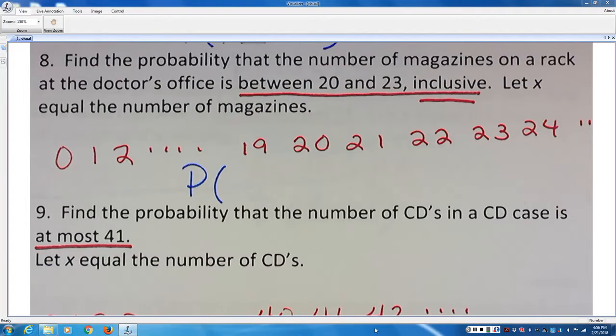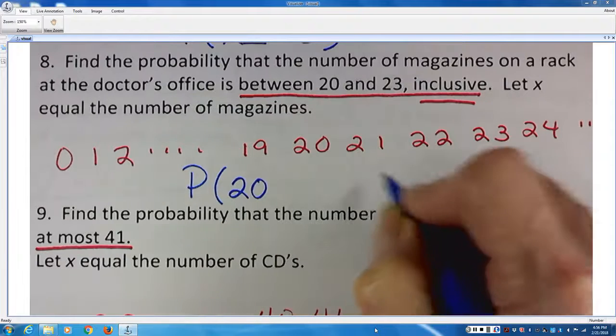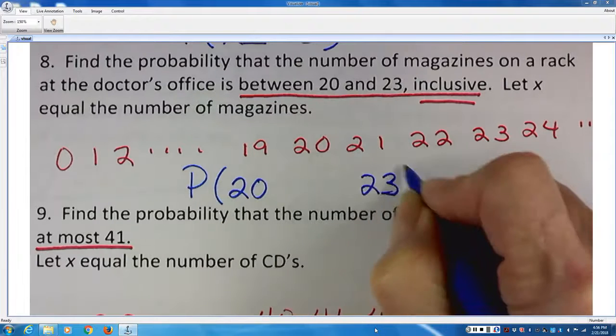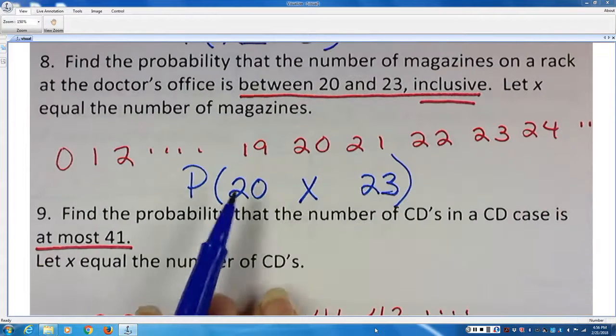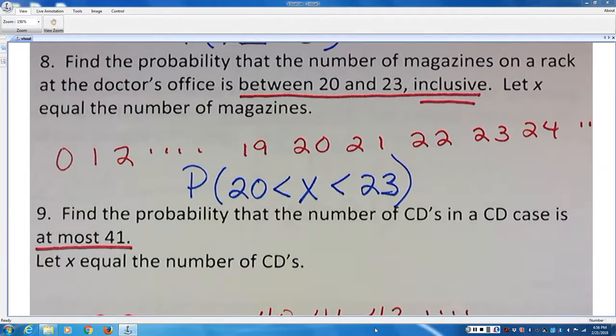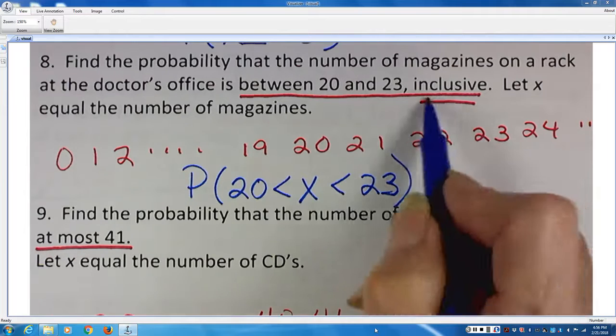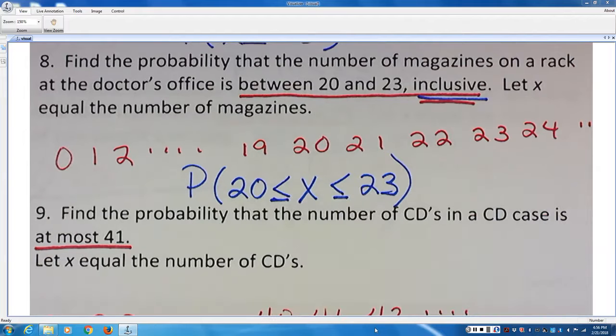Between 20 and 23. 20, 23, put x between them. 20 is less than 23. It says inclusive, so add an equal sign. Okay?